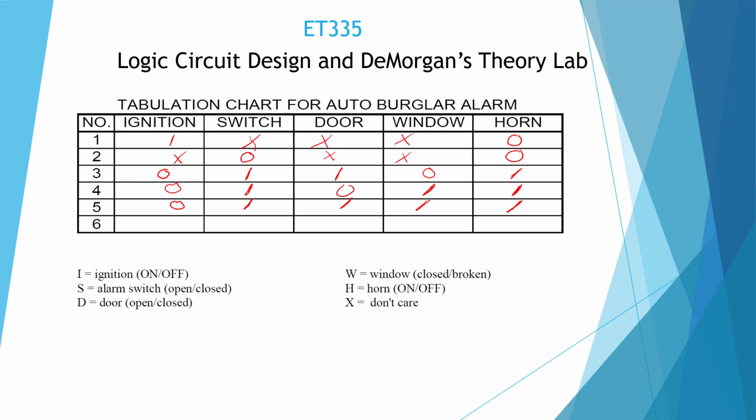So if our switch is on, ignition is off, and our car is safe, no window, no door tampering, we're not going to get an alarm. So that's our basic truth table, and what we need to do is convert that to a logic circuit. I'm going to give you a little hint here, and then I'll do something in Multisim.